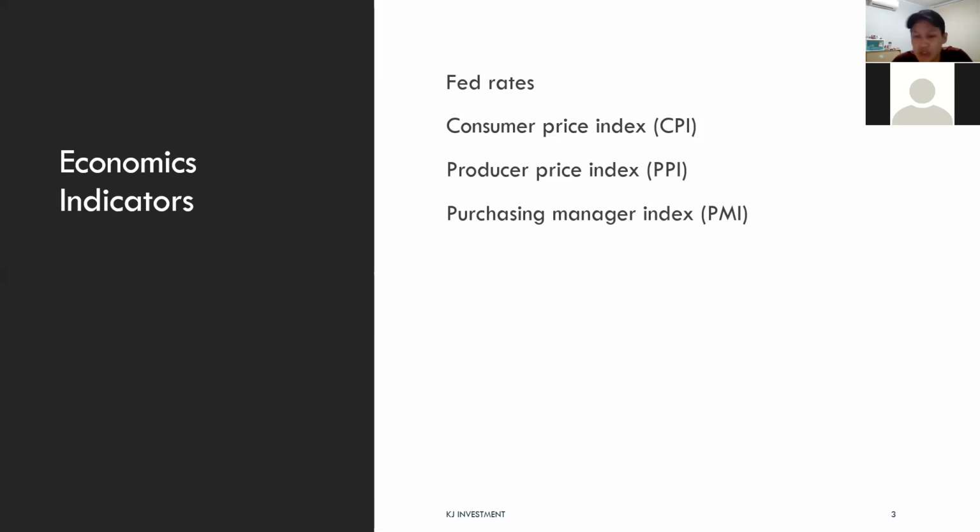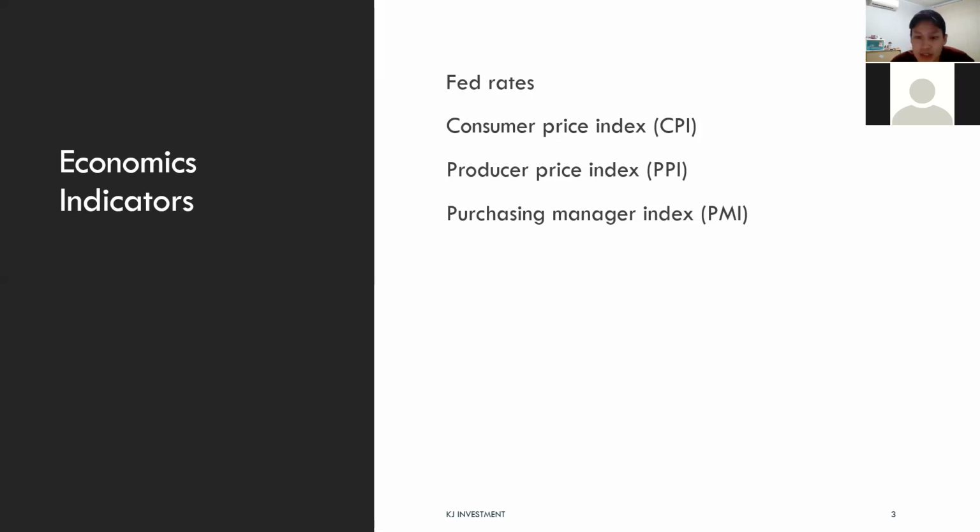Second will be the CPI, which is the Consumer Price Index. It is actually the measurement of changes in price level in the particular market itself. So it measures the consumer goods and services which constitute towards an inflationary or deflationary market itself.